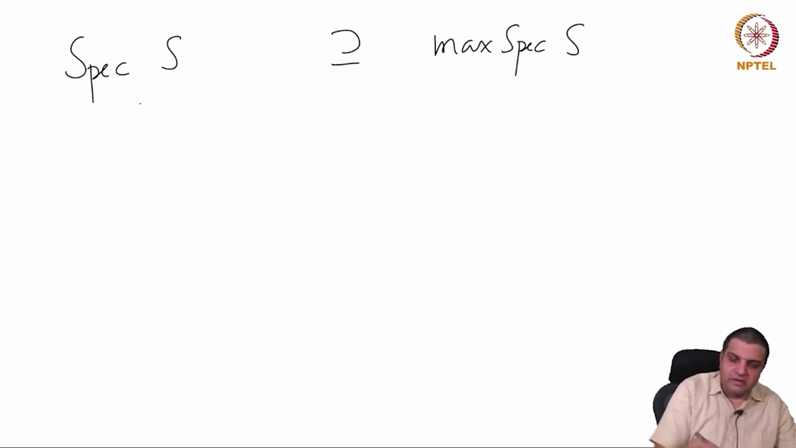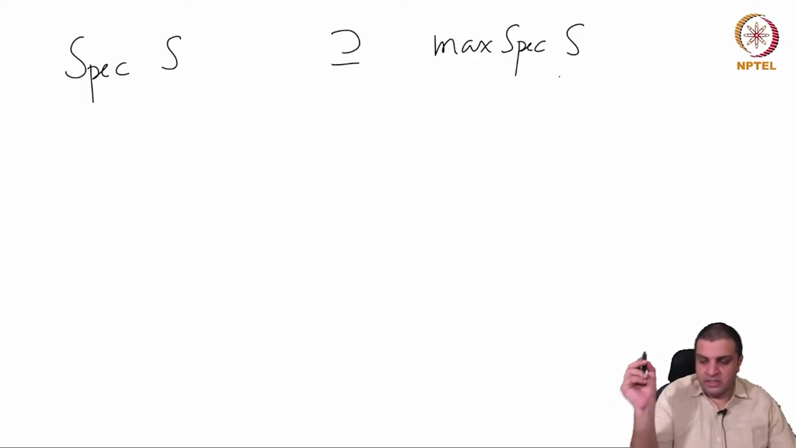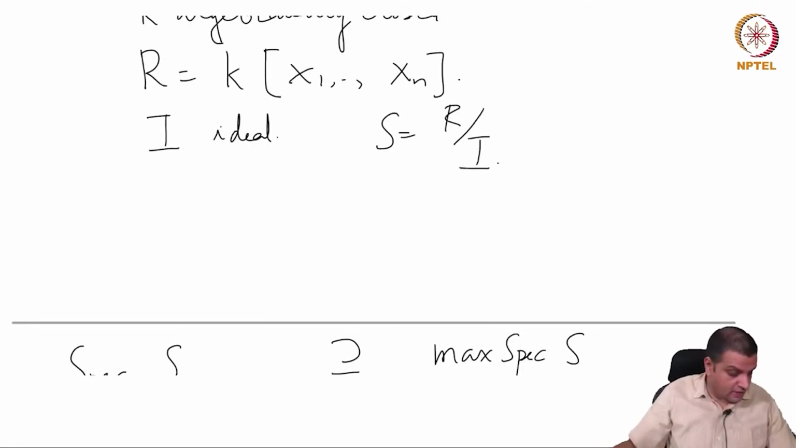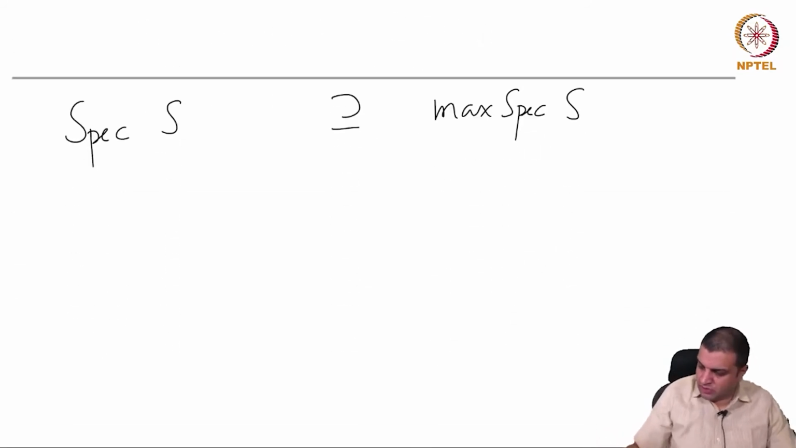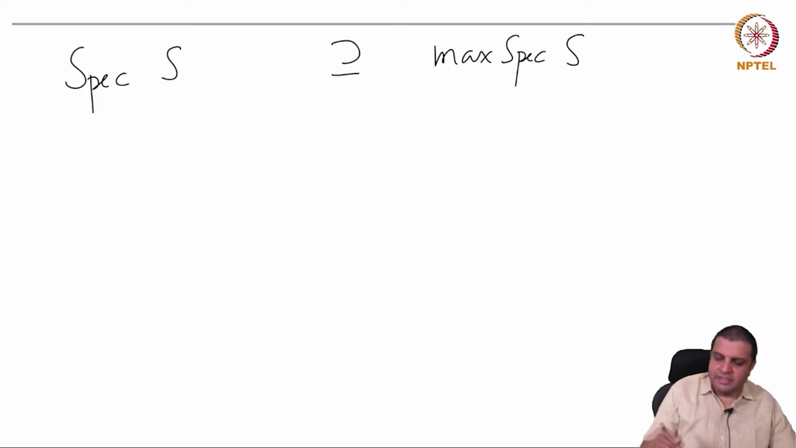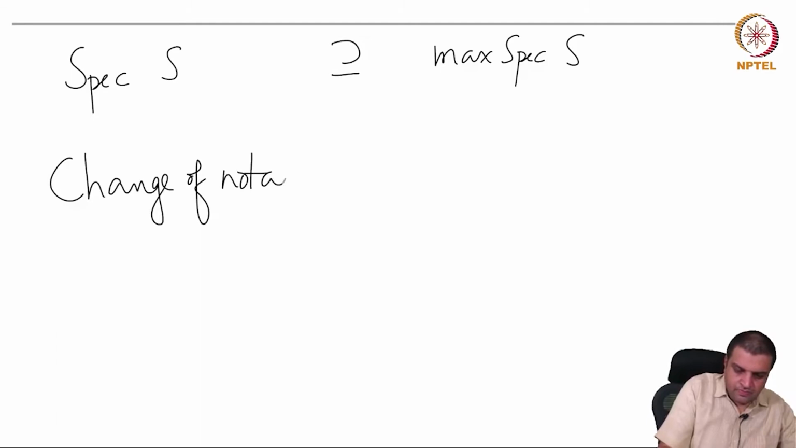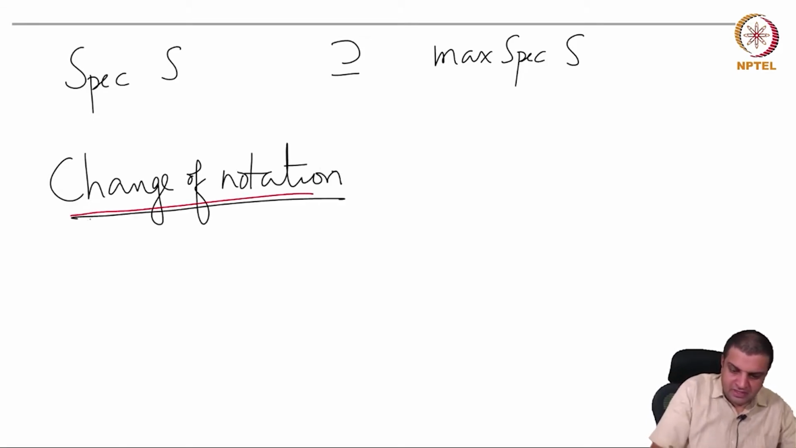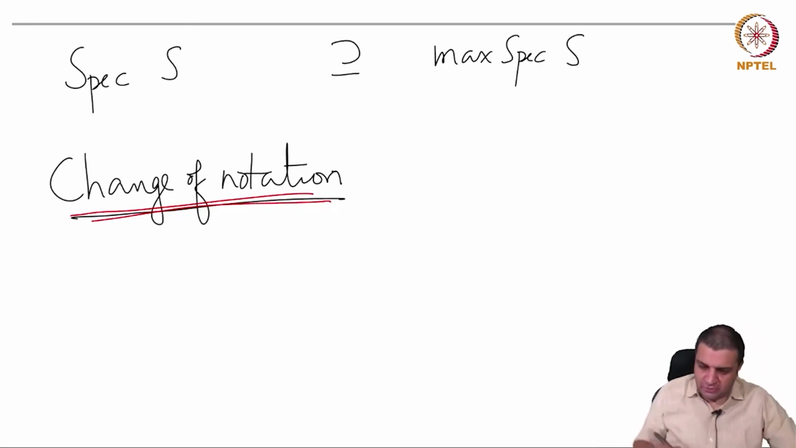So Spec is the set of all primes, and the maximal spec is the set of maximal ideals, and we know what this one looks like in this particular case. It is just the set of, okay, I want to change the notation from earlier lectures a little bit. So this is a change of notation. Please keep this in mind in these immediate future lectures.